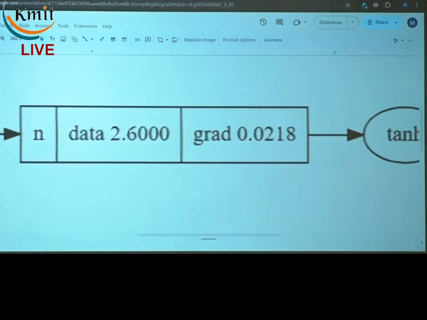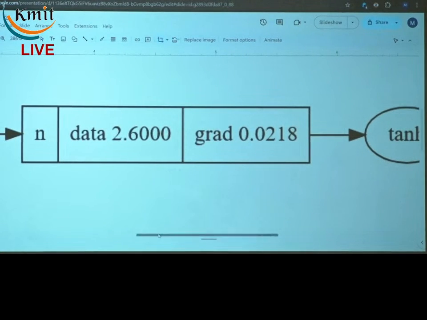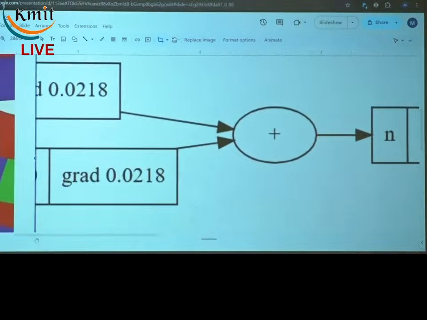Now what is there before this? It is a plus operator, right? So your gradients flow back. Just one step, guys, one step you do, the other steps will be solved. And draw_dot is there to help you with the visualization.